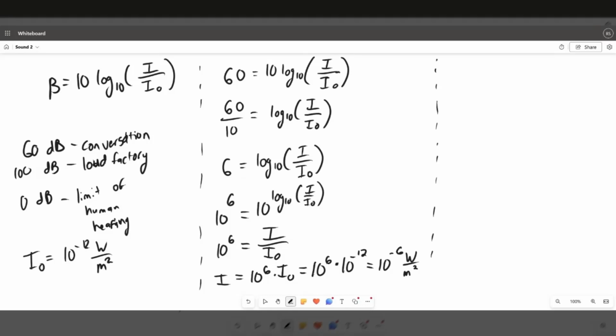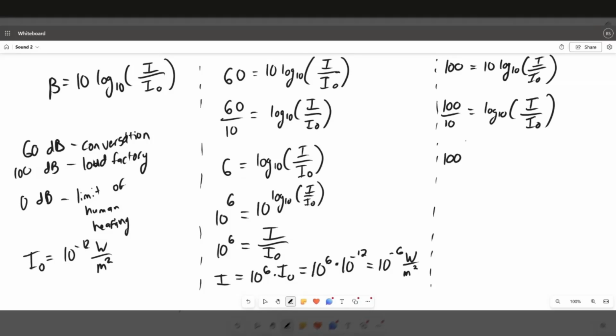So now let's do the same process for the 100 decibel factory. So 100 is our decibel level: 100 equals 10 log base 10 of I over I0. So 100 divided by 10 equals log base 10 of I over I0. So 100 divided by 10 is 10. Now we do 10 to the power of both sides.